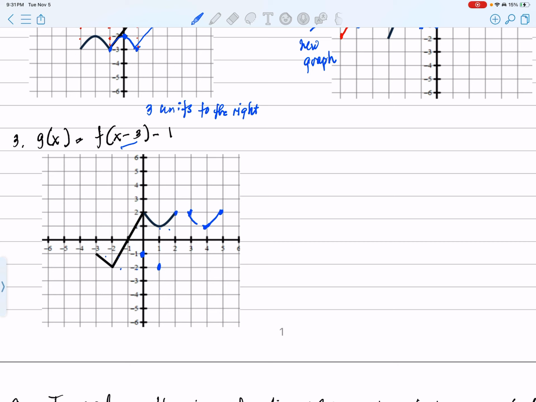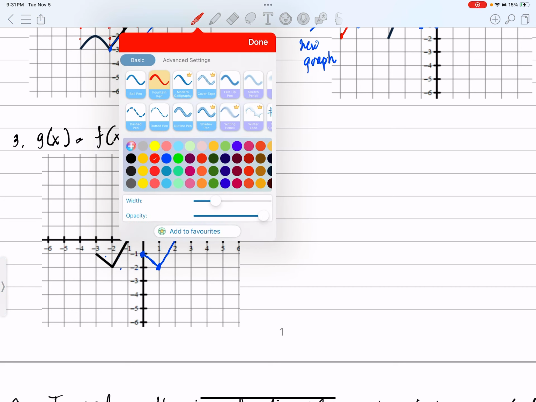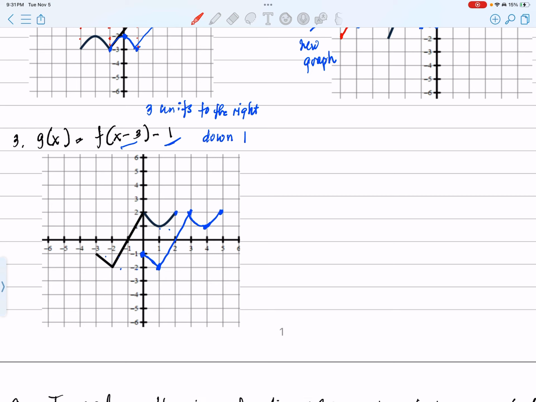Right here. And then you connect. Okay, we're not done yet because we still have vertical translation. That means down 1 unit, vertical. So we'll have the final graph. I'm gonna use this color. 1 unit down, so this will go down. This will go down 1, go down 1. This will go down 1, and this will go down 1.